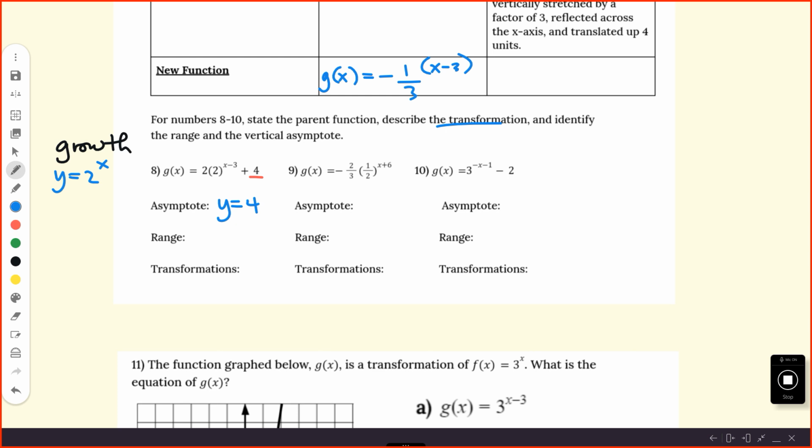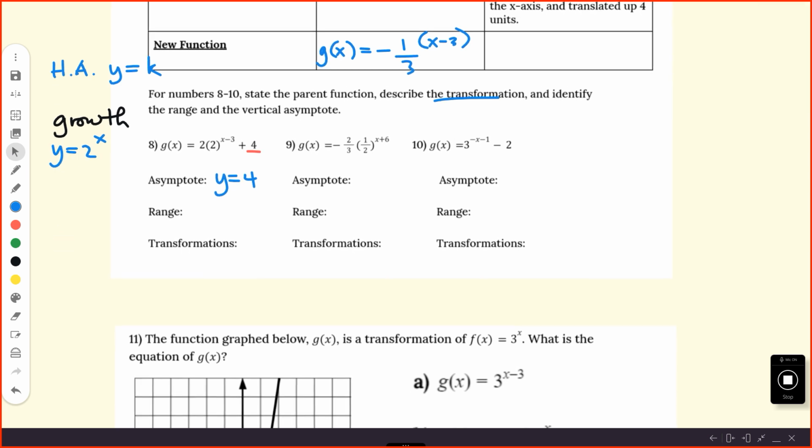So just remember this. To find the horizontal asymptote, it's always y equals k, whatever the k value is. If the k value is 4, you say y equals 4. So what is the range if the asymptote is y equals 4? Parentheses 4, comma, infinity. Very good. There is no reflection, so the graph is going to be from 4 to infinity, not including 4, so parentheses 4 to infinity.